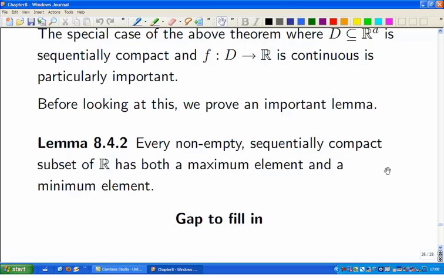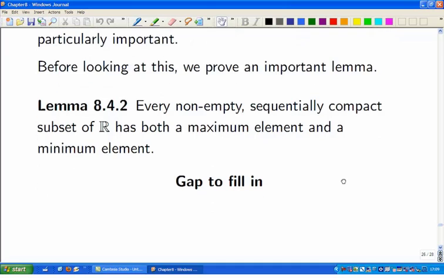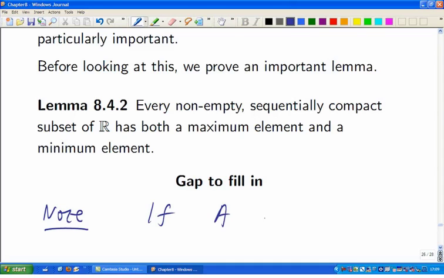Now, of course, we know it's going to be bounded because it's sequentially compact, and we said it's non-empty, so there'll be a least upper bound in R and a greatest lower bound in R, but you don't necessarily know that the least upper bound and the greatest lower bound are actually in the set, and that's decisive. If the least upper bound is in the set, then it will be a maximum element in the set, and if the greatest lower bound is in the set, then it will be the minimum.